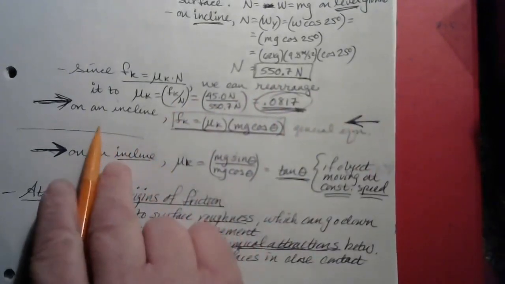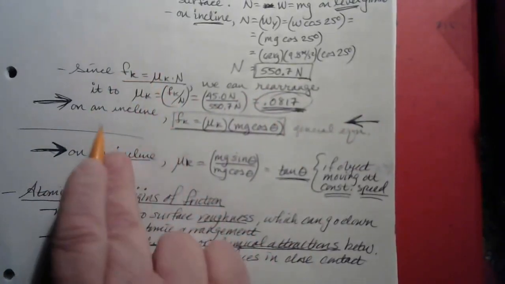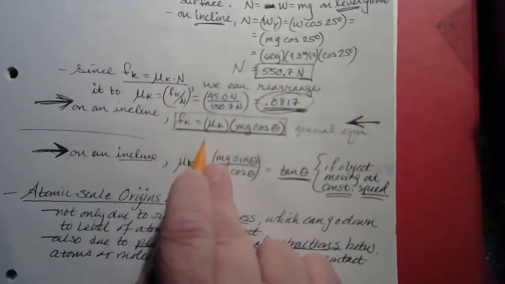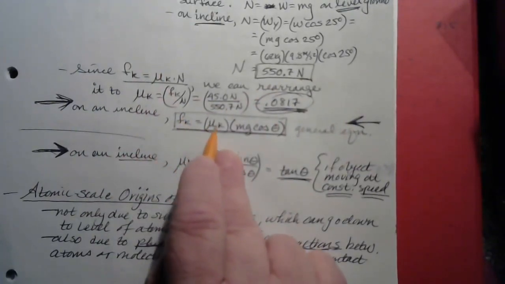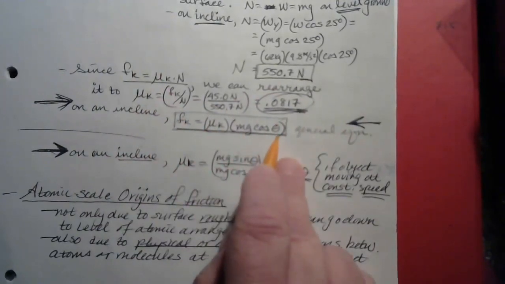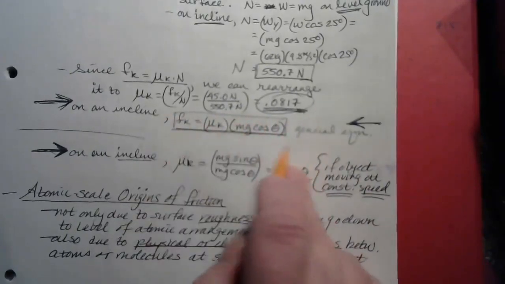Okay, this leads us to a general equation that we used in this problem. On an incline, the force of kinetic friction is always equal to the coefficient of kinetic friction times mg cosine theta. That equation is general. You can use it on any slope.